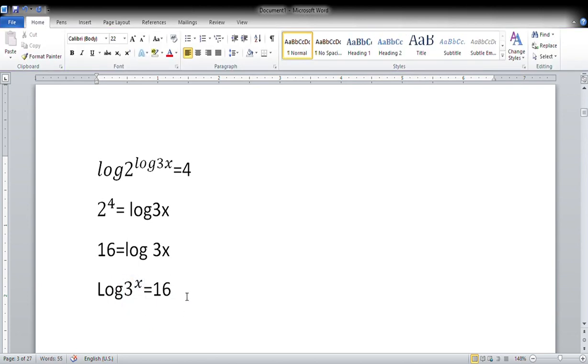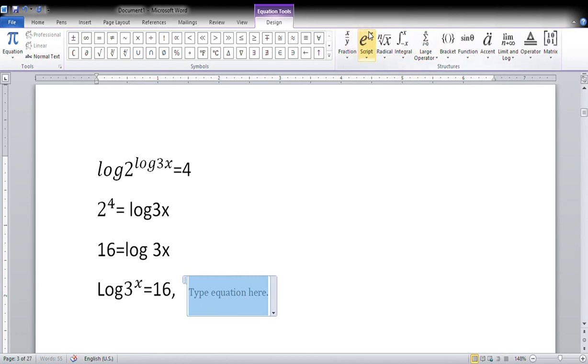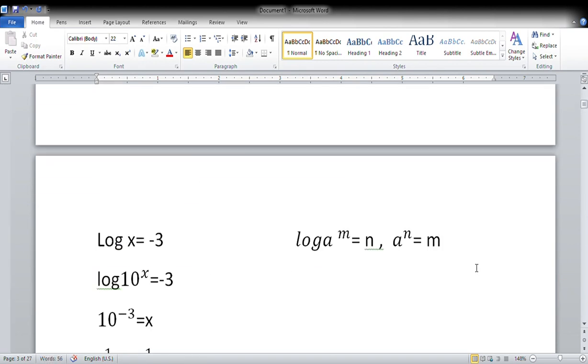So if you want to convert this logarithmic form into exponential form, we can write, as we have already studied, 3 to the power 16 is equal to x, the right-hand side.